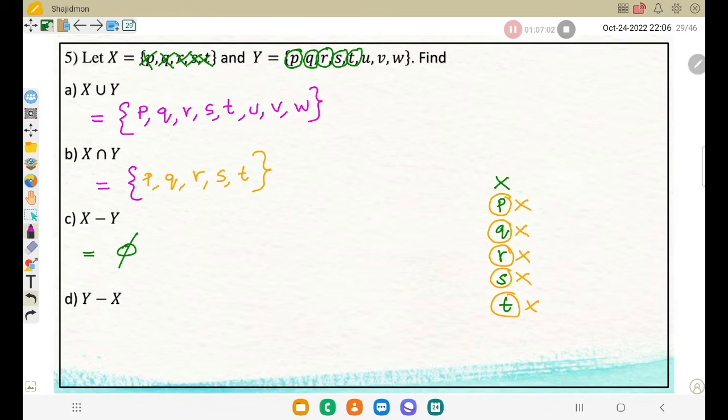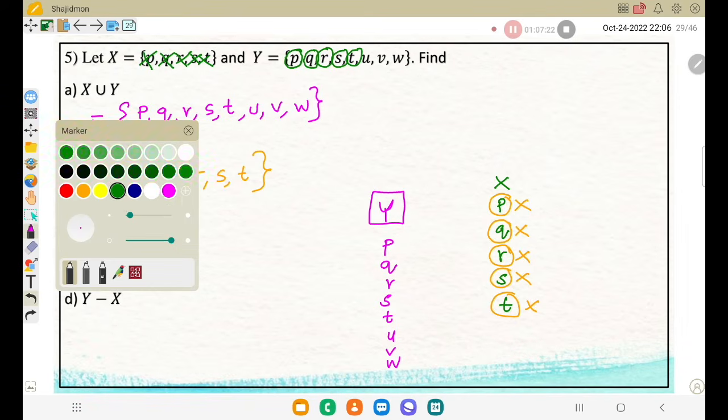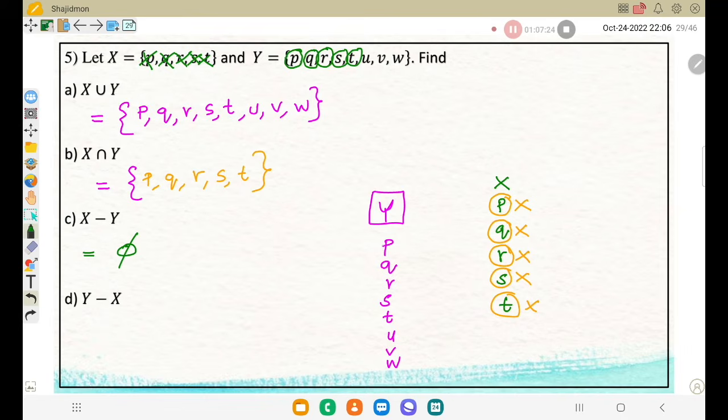Okay, now y minus x. Calculate y minus x now. What is y minus x? So think about y: P, Q, R, S, T, U, V, W. This is the y set. Now check whether each number is coming in x or not. Y minus x. Okay, the first set is y.